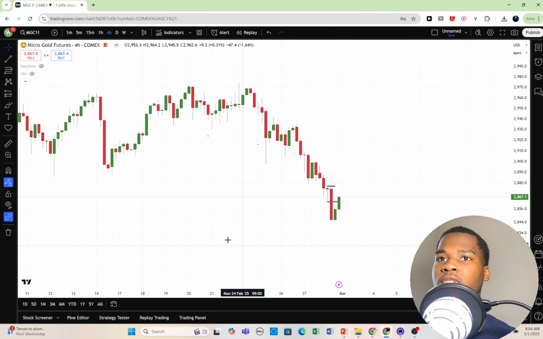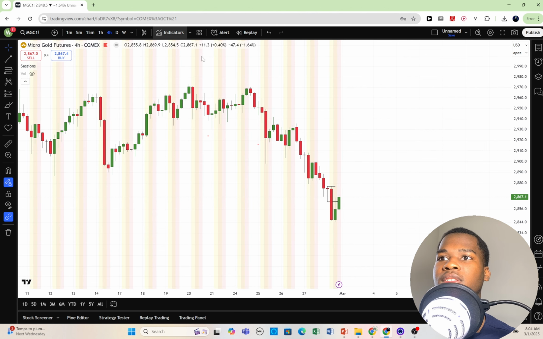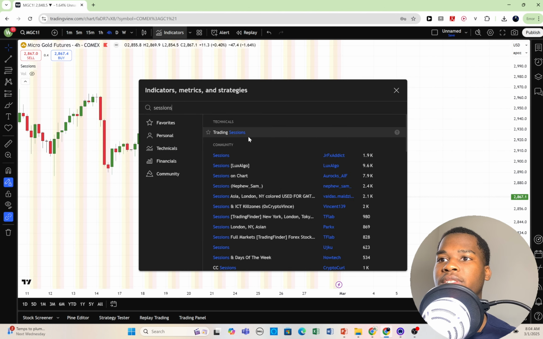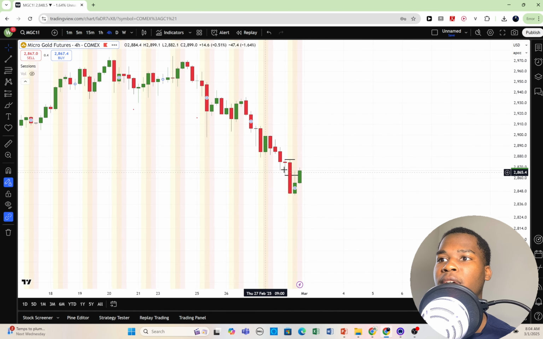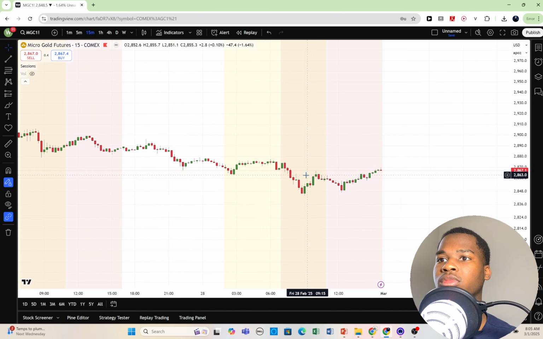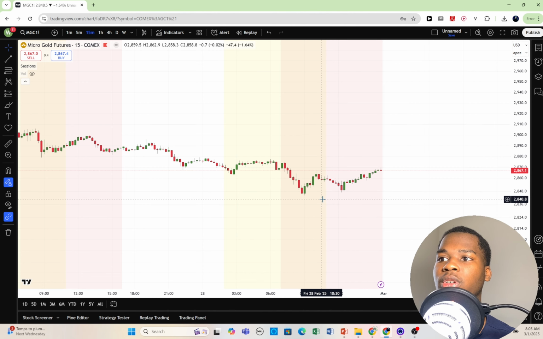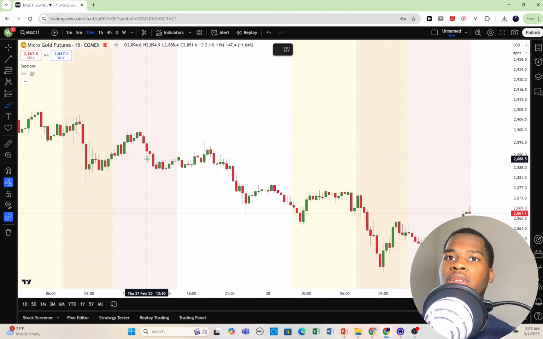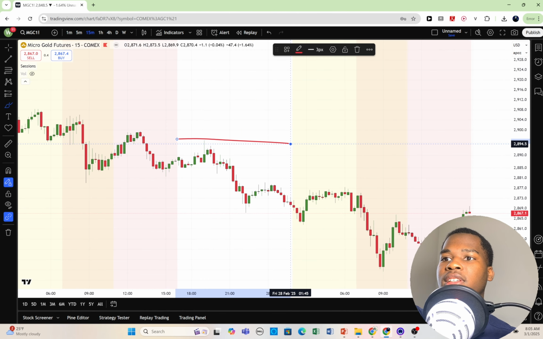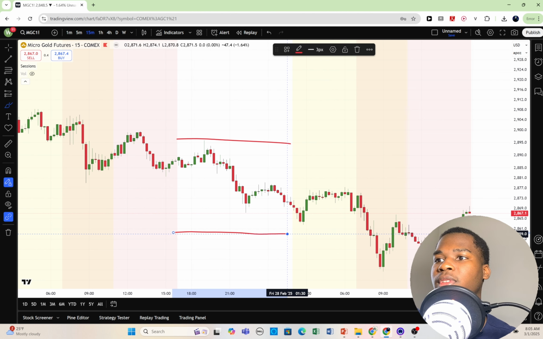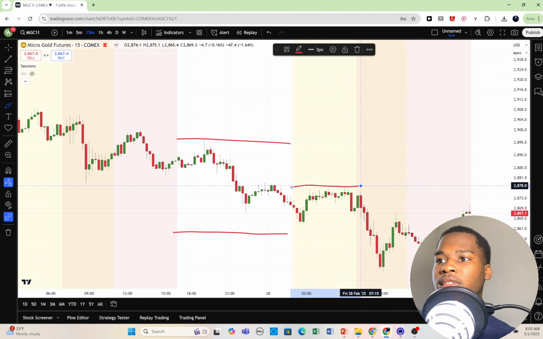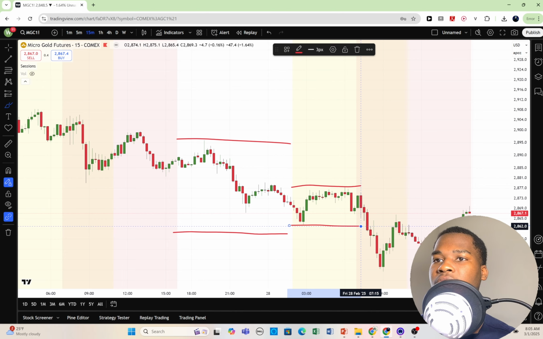So to get your sessions, you want to go over to indicators and type in sessions. Go over to where it says sessions, which is this one, and then it'll go to your automatic sessions of your time zone. This white part is Asia, the yellow for me is London, and then the orange and pinkish are both New York. So for Asia, we want to mark off both the highs and the lows of Asia, and the same thing for London, where we want to mark off the highs and also the lows of London.